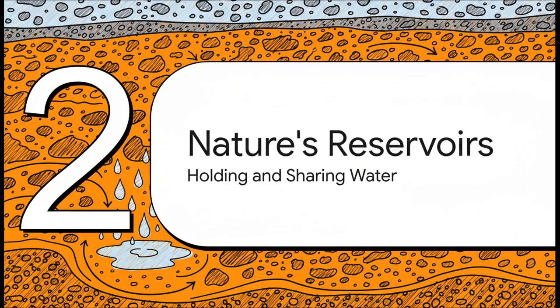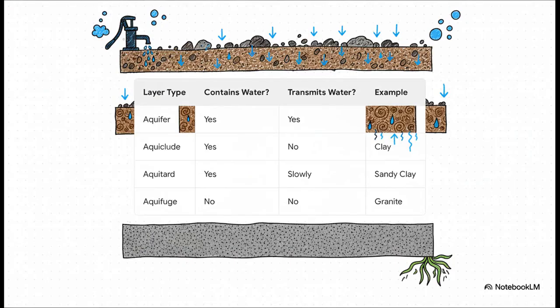So what happens next? Well, it finds itself moving through all sorts of different geological formations. And it turns out some of these layers are way, way better at holding and moving water than others. Geologists actually have four main categories for these layers. You've got an aquifuge, like solid granite. Water can't get in, can't get through. Then there's an aquiclude, like a really dense clay. It can soak up water, but it holds onto it for dear life. It won't let it pass.